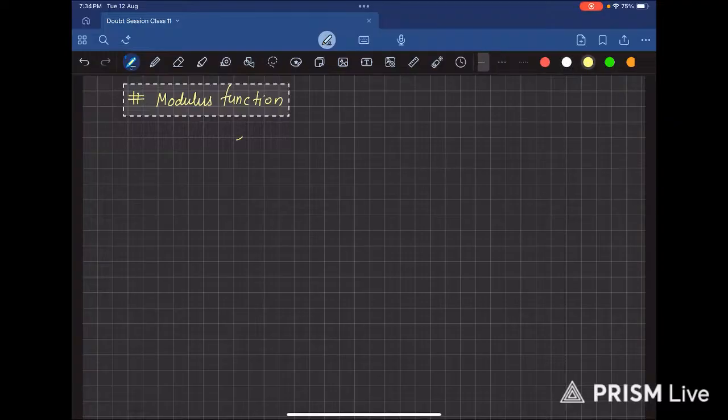Let us say we have a function f(x) equals mod x. So f(x) is equal to mod x. Actually, how do we open this mod x? See students, if we have mod x, it will open depending only on x. If x is positive, sometimes x is positive and sometimes x is negative. So first of all, we'll take some examples.